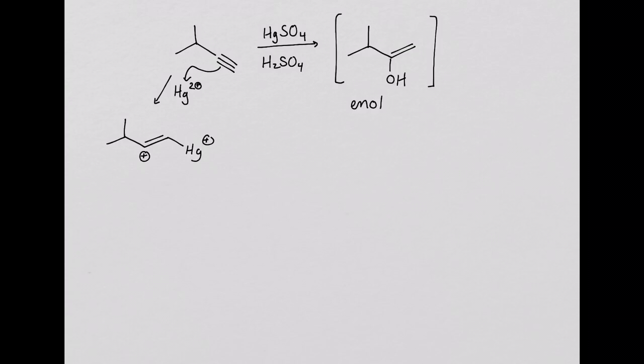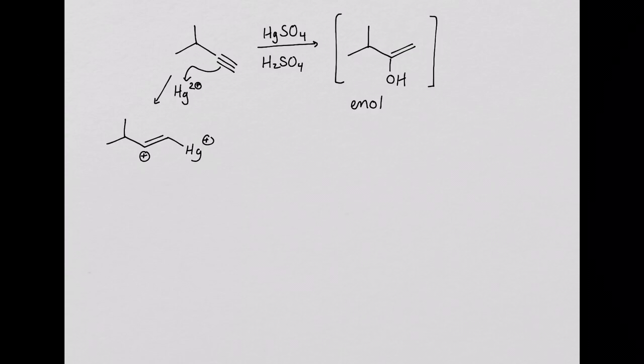Notice a few things about the structure of this intermediate. First, the mercury adds to the less substituted carbon of the alkyne, leaving the carbocation at the more substituted carbon. This is because more substituted carbocations are more stable because of the inductive effect. Another thing to note is that it doesn't form a cyclic intermediate, which is what occurs in the first step of the alkene addition. This is probably because the alkene that is formed upon addition of the mercury ion to the alkyne would not be able to form a cyclic intermediate because that intermediate would be too strained.